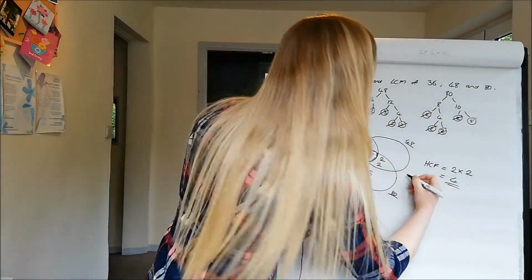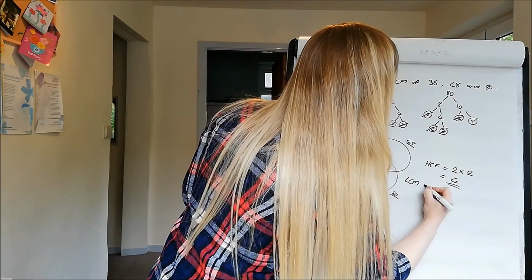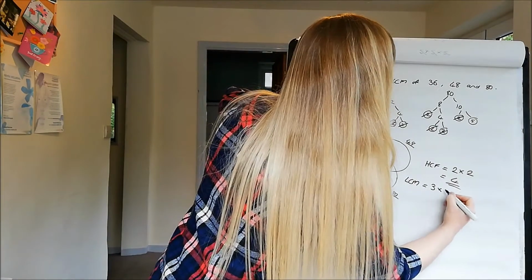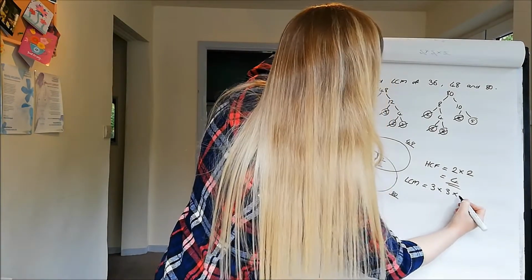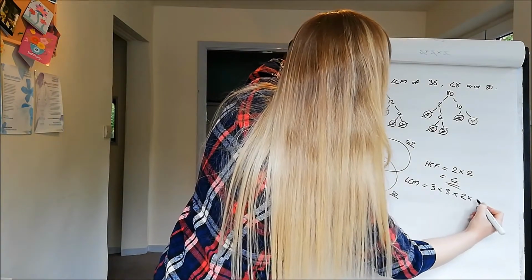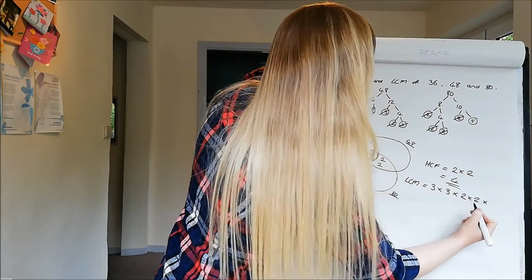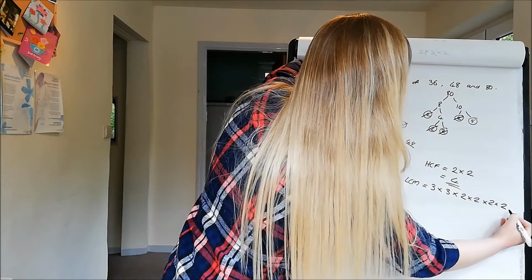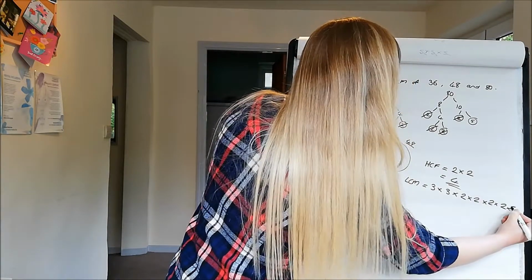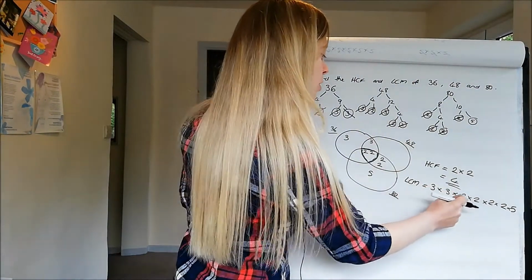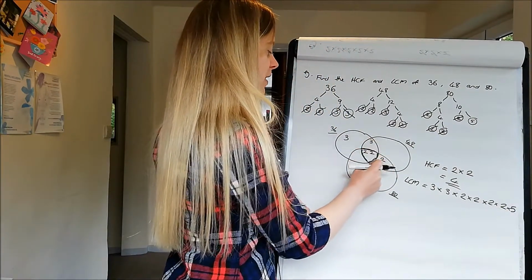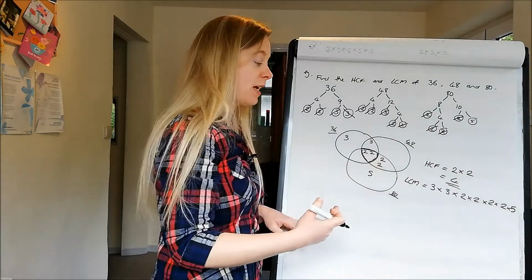The lowest common multiple is everything in the Venn diagram. So that's going to be 3 times 3 times 2 times 2 times another 2 and another 2 times that 5 there. So 1, 2, 3, 4, 5, 6, 7 numbers in the list. 1, 2, 3, 4, 5, 6, 7 numbers in the Venn, so I can check that I've got them all.